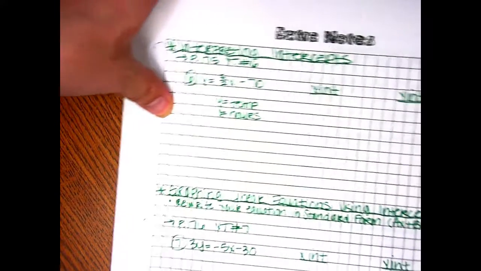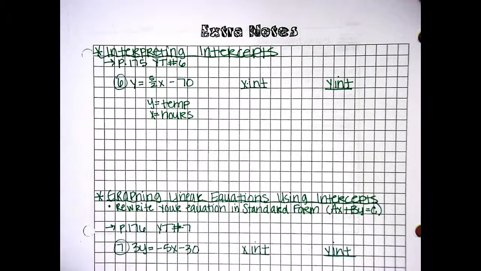Interpreting intercepts. These can be found on page 175 in your book. It's going to be your turn, number 6. Sorry, I forgot to grab a book.